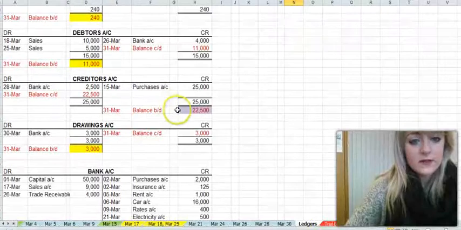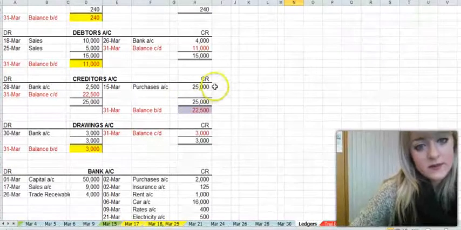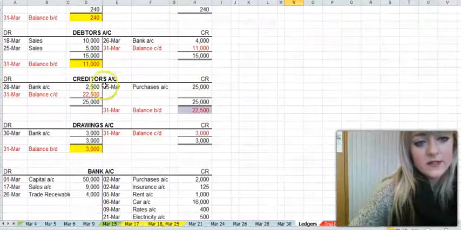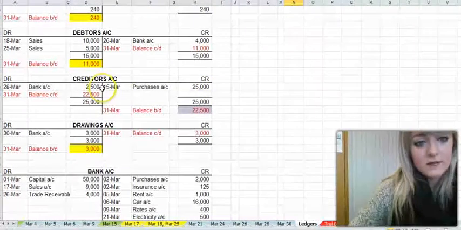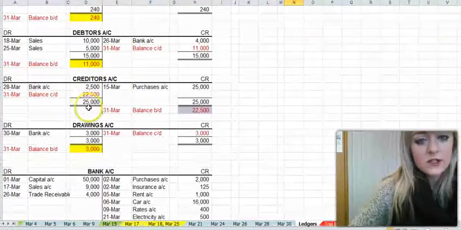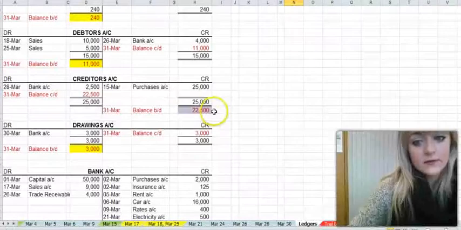So creditors, for example, 22,500. So I was saying this earlier. She bought stock of €25,000. She only paid 10%. She paid 2,500 on the 28th of March. So what was carried down was €22,500. So she still owed €22,500 at the end of the month to her creditors.